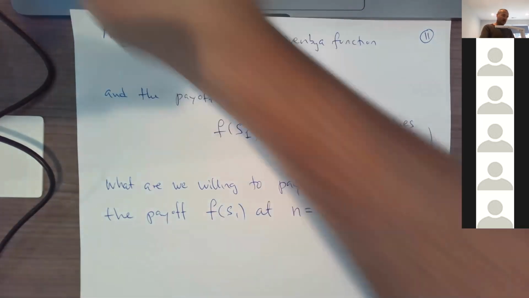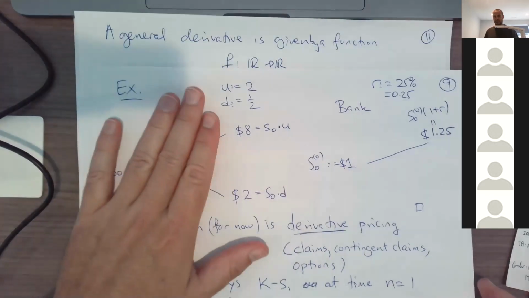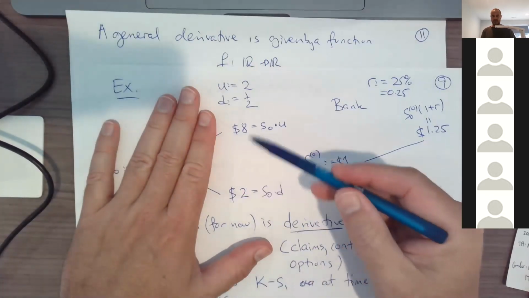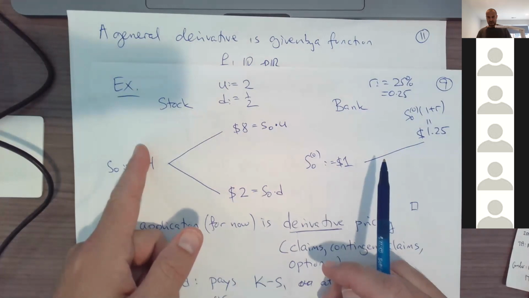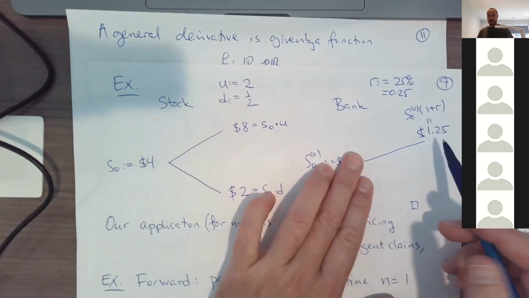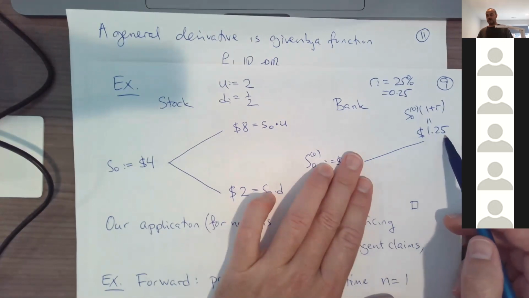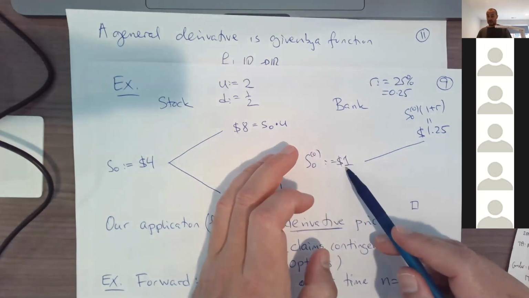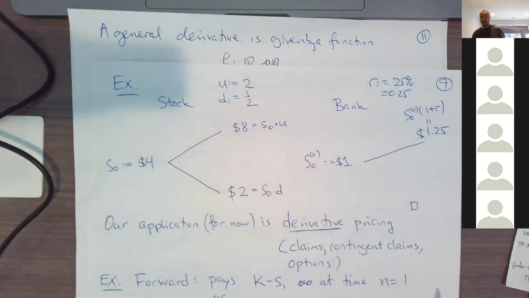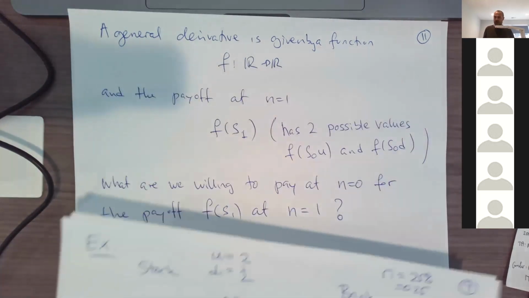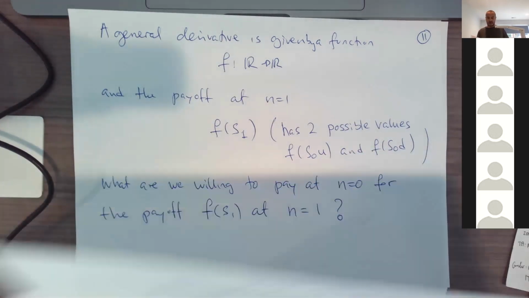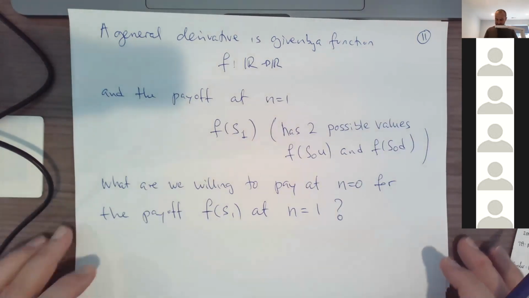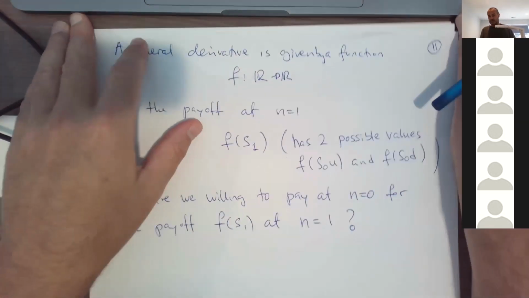We know what we're willing to pay for the stock. That's also to be considered as a derivative, right? The stock can take the values 2 and 8. What are we willing to pay for it? Well, we're willing to pay $4. The bank can also be considered as a derivative. What are we willing to pay at time 0 for $1.25 at time 1? $1. In general, what would we be willing to pay for an arbitrary function? Of course, it's going to depend upon what function it is, but given the function, what are we willing to pay? This is the key concept of quantitative finance.